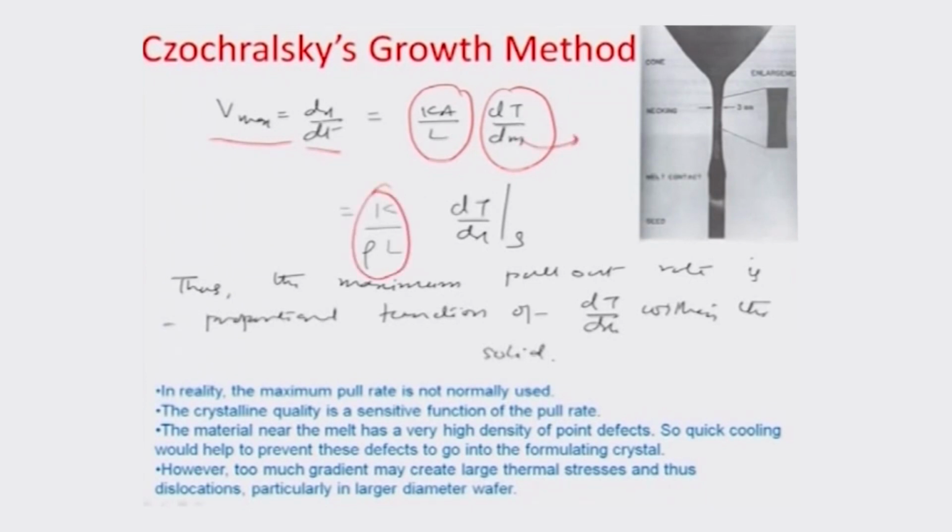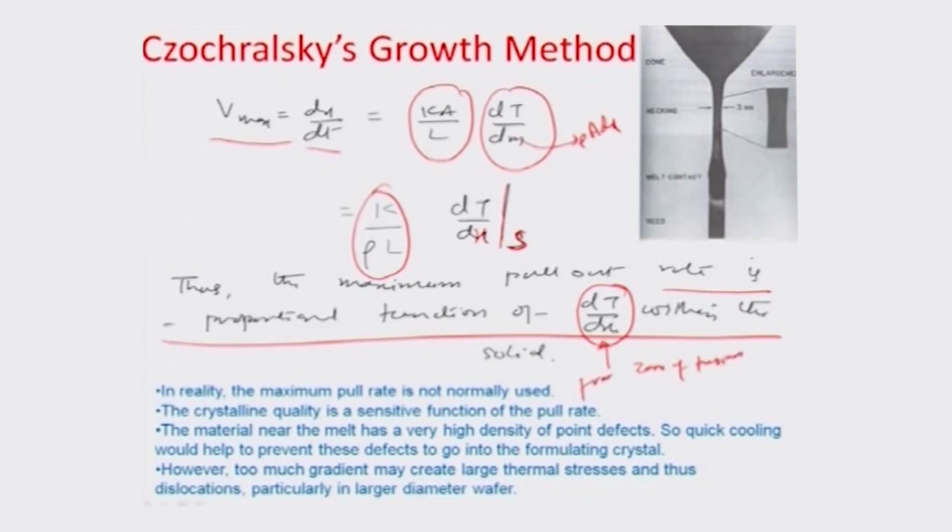We are just putting the value of dm here, rho A dx, times dT by dx, and this dT by dx, mind you, is in the solid domain as the heat emanates from the zone of fusion into the solid. So, the maximum pull rate is really proportional to dT by dx, or the temperature gradient from the zone of fusion onto the solid material. Okay. And so, therefore, one may argue that if you have a very large dT by dx, it would result in maximum yield or maximum pull rate, which is actually not the case.